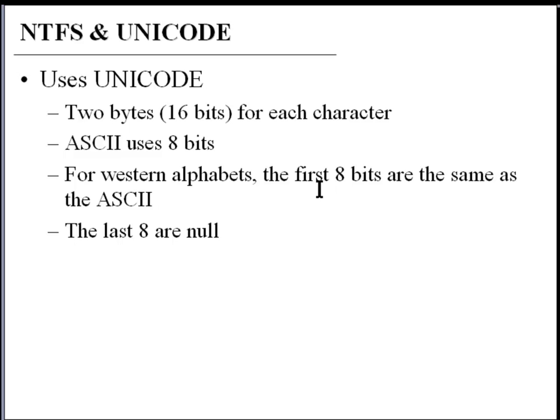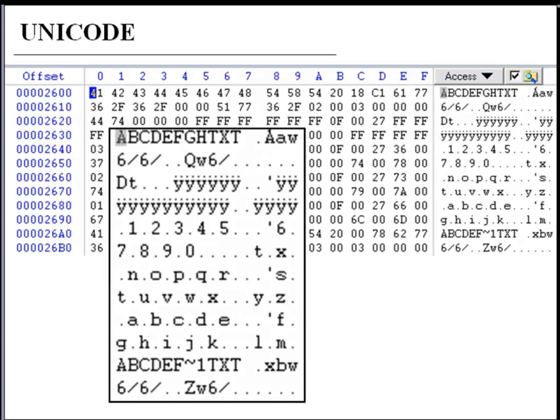For Western alphabets, the first bits are the same as for ASCII. So what we'll see later on is that you'll see the first 8 bits are actually represented and the last 8 are null. And here you see the character set right here. If you look down here, you'll see a 1, 2, 3, 4. Since this can be represented as ASCII, there's no need to utilize that extra 8 bits. And so those extra 8 bits are null. And so this is an ASCII representation of a numbering system right here.